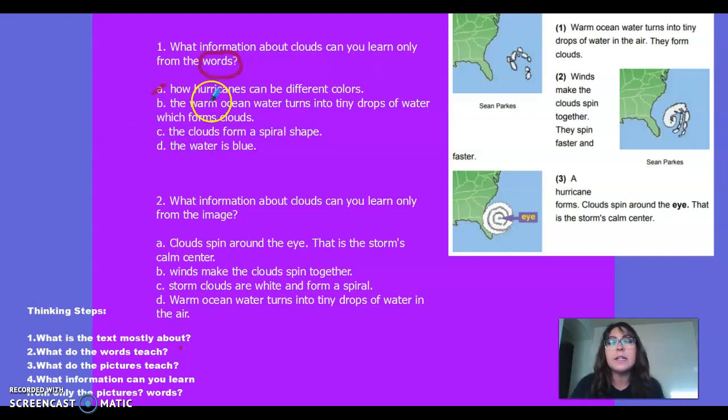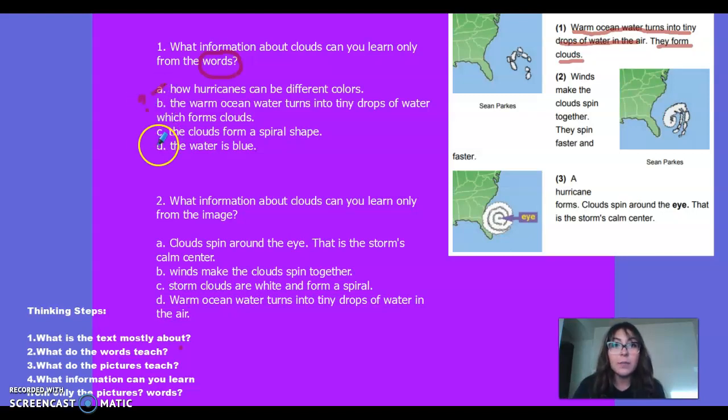B, the warm ocean water turns into tiny drops of water which form clouds. I think I remember reading this in the article. Let me see if I can find B somewhere in the words. Not in paragraph 3, not in paragraph 2. Here we go. Warm ocean water turns into tiny drops of water in the air. They form clouds. Cool. So this information is actually found in the words, and that's what the question's asking. So I'm going to put a magic maybe next to B. Now, I'm not going to just stop there and circle B right away.